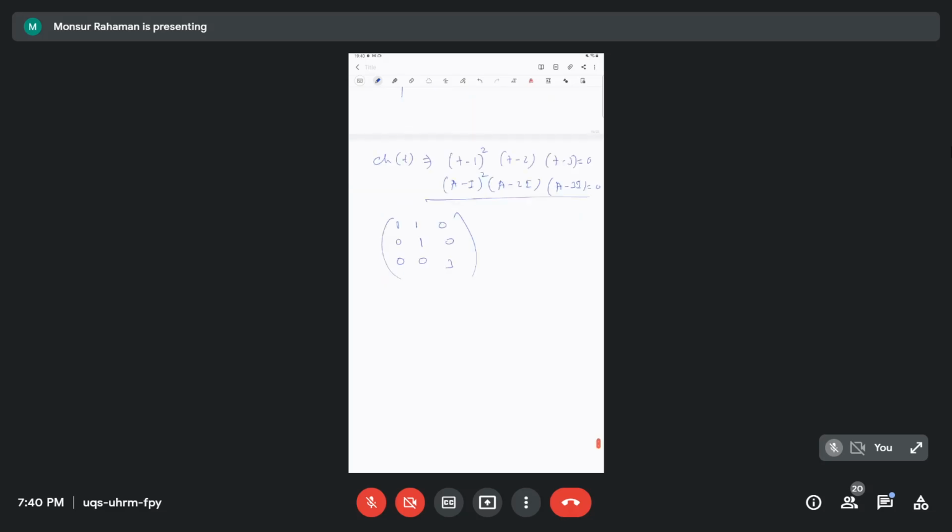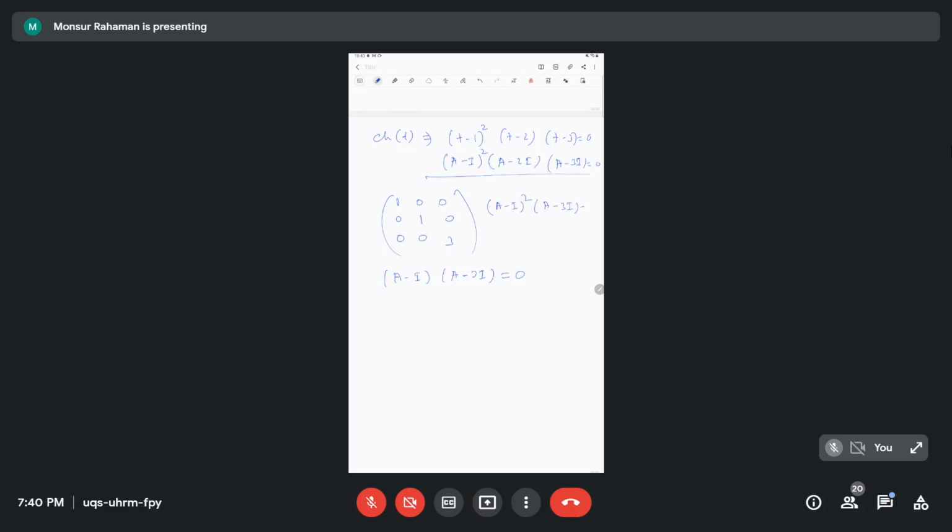So इसके लिए मिनिमल पॉलिनोमियल क्या होगा देख के बोल सकते हो. इसके लिए मिनिमल पॉलिनोमियल (A minus 2I) square (A minus 3I) equals to 0. This is the minimal polynomial as well as the characteristic polynomial. But if it is 0, then this is the minimal polynomial. But this is not the characteristic equation. Characteristic equation के लिए (A minus 2I) square (A minus 3I) equals to 0 होगा. ठीक है. This is the characteristic equation. Then this is the minimal polynomial.